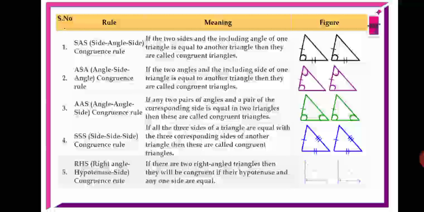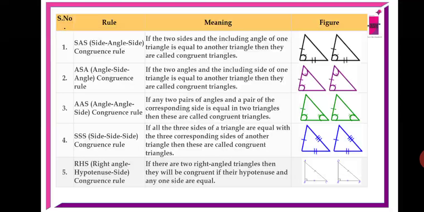On what basis are we going to compare the congruency of two different triangles? There are some rules, and here we are going to discuss them. SAS congruence rule, which is called side angle side. If two sides and the included angle of one triangle are equal to those of another triangle, then they are called congruent triangles. You can see in the figure, two sides and the included angle are marked.